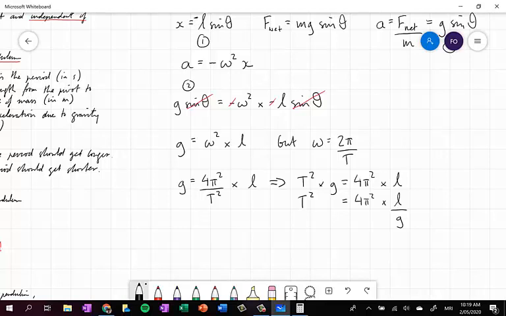And now if we just take the square root, we get T is equal to 2 pi times the square root of L over g. And so that shows where the equation comes from, and this is the equation that we need to be quite familiar with using.